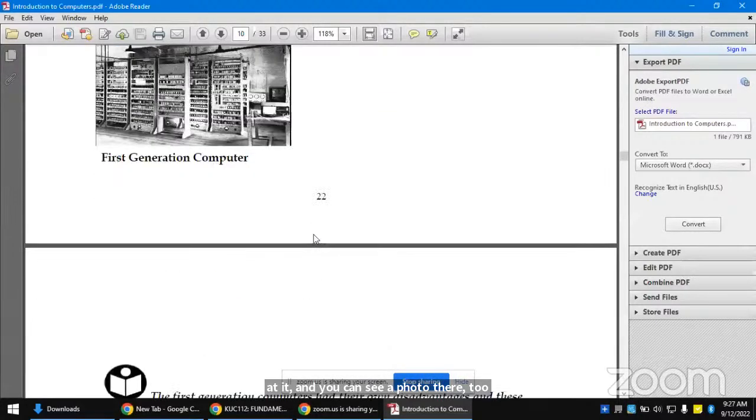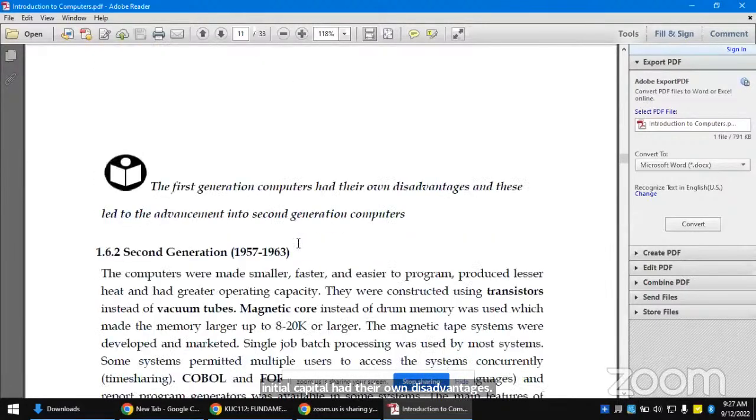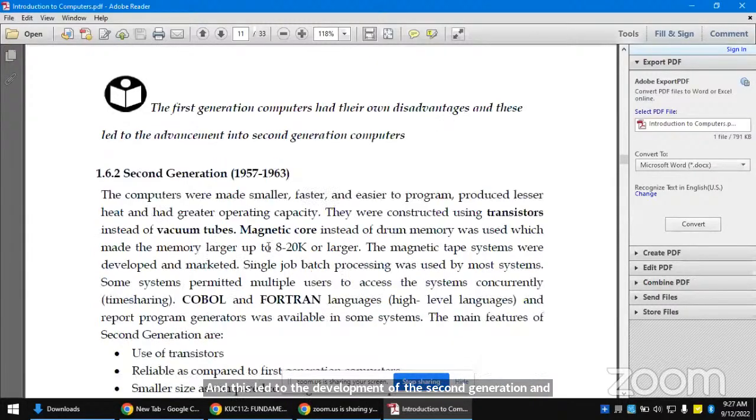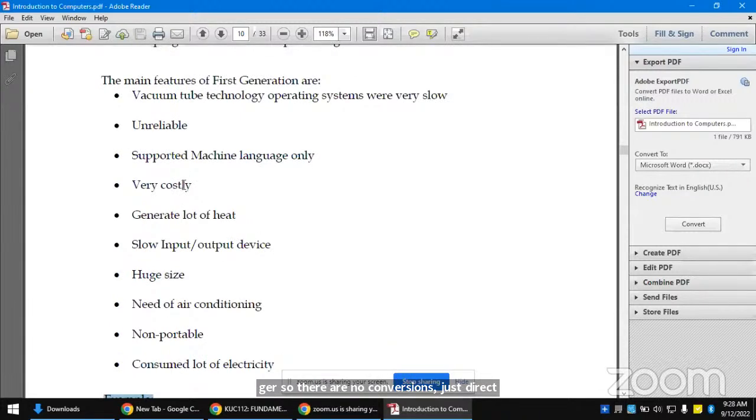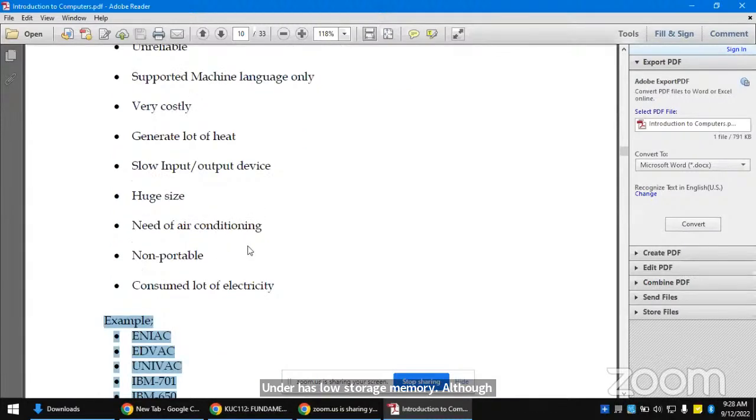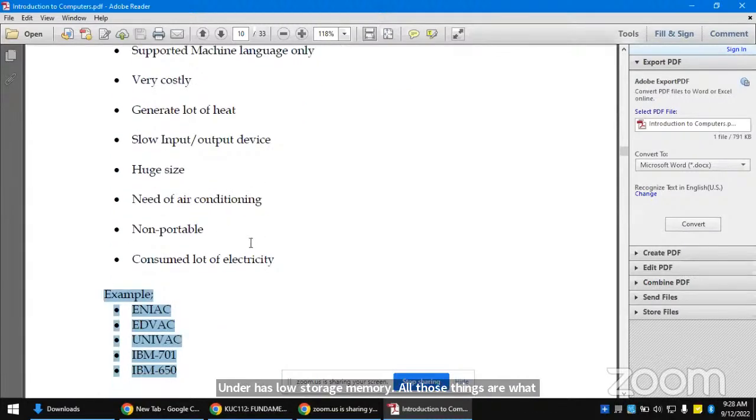The first generation computers had their own disadvantages, and this led to the advancement to the second generation. Their disadvantages are very clear here. The only advantage is that they only understood machine language, so they could process directly. There was no conversion; things were just easy. But they were unreliable, very costly, generated a lot of heat, and had low storage memory. Those are what we call demerits. That's why I told you that in every generation, you have to look at that.